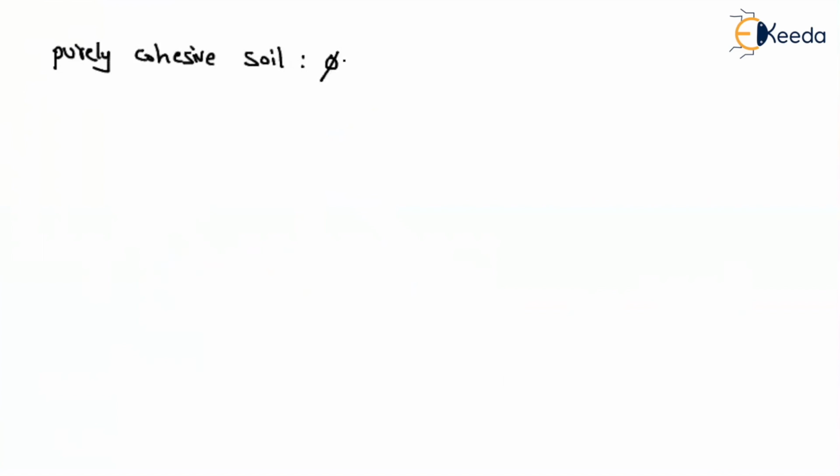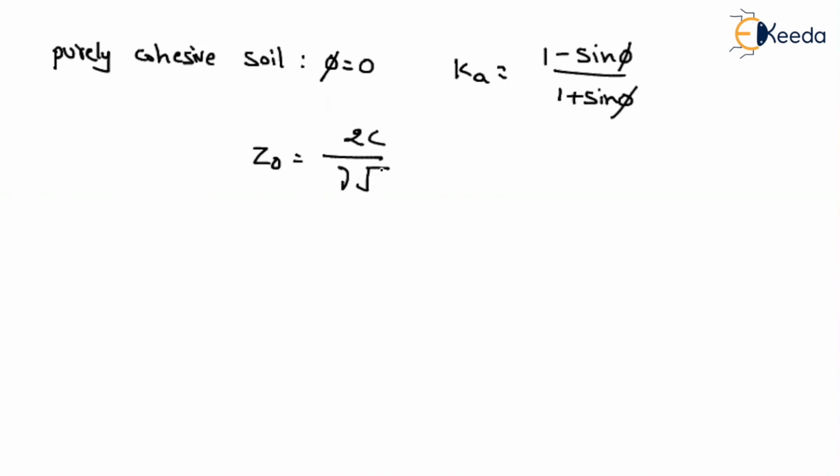Your phi value will be equal to 0. Then what about your Ka? Ka will be nothing but (1 minus sin phi) divided by (1 plus sin phi). Then if you substitute in the given equation, what is the Z0? That will be equal to 2C divided by gamma into root Ka. If you substitute phi equal to 0, how much will you get? Sin 0 is 0. That means Ka will be equal to 1.